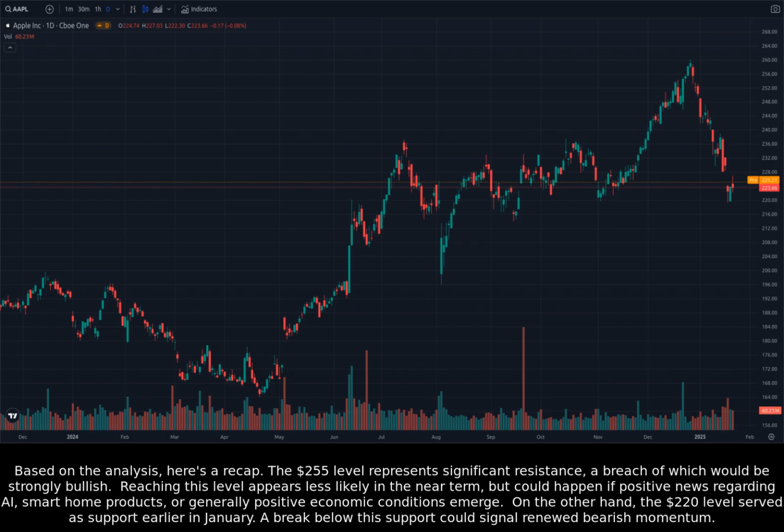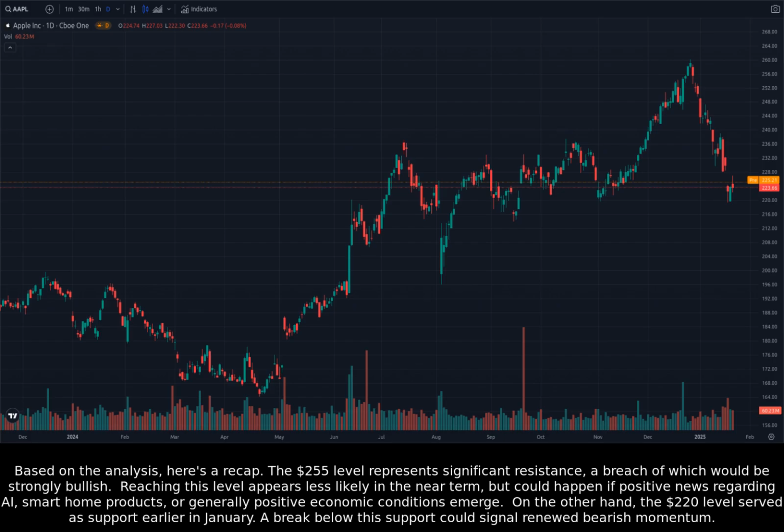The $255 level represents significant resistance, a breach of which would be strongly bullish. Reaching this level appears less likely in the near term, but could happen if positive news regarding AI, smart home products, or generally positive economic conditions emerge.